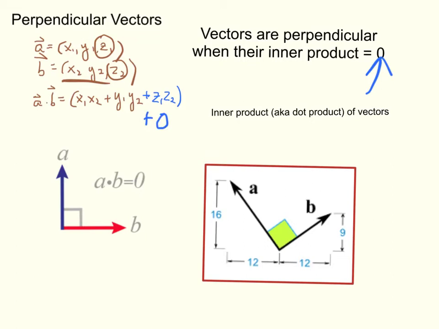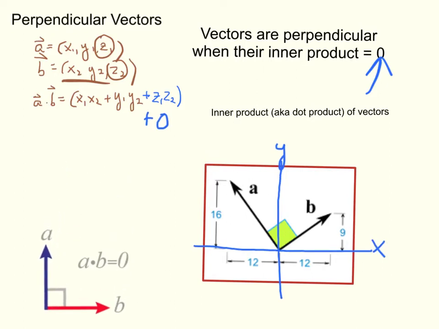Let's pretend that those two vectors start at the origin right there. Okay, and this is our y-axis and our x-axis. And let's see what the values are here. Well, this vector, A, I guess we'll do A first. It's going negative 12 on the x, and it's going positive 16 on the y. And vector B looks like it's doing positive 12 on the x and positive 9 on the y.